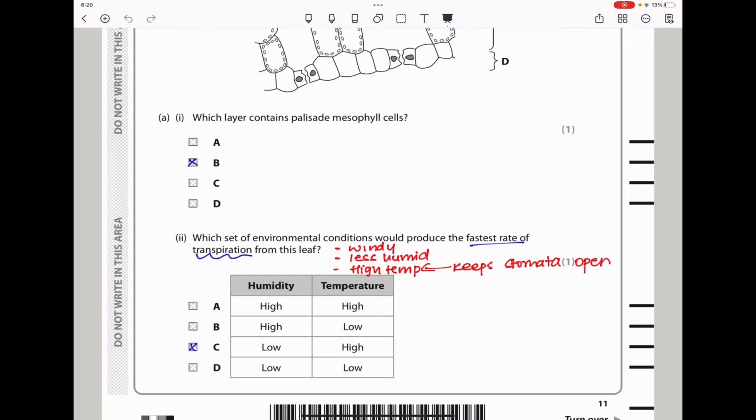The next part says, which set of environmental conditions would produce the fastest rate of transpiration from this leaf? So the fastest rate of transpiration is going to occur if the conditions are windy. That is good, actually. For humidity, we need low humidity, and the temperature has to be high. So high temperature allows the evaporation to occur, or the water to be converted into vapor, and then the low humidity allows for the gradient to be continued, in order for more water to get out of the leaf into the surrounding environment. So it's going to be low humidity and high temperature.